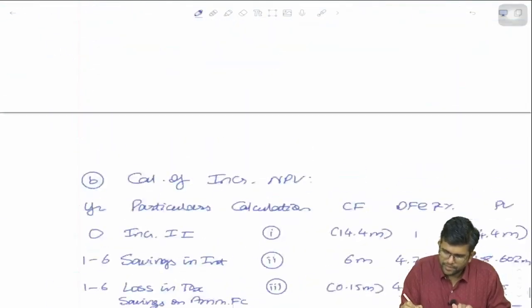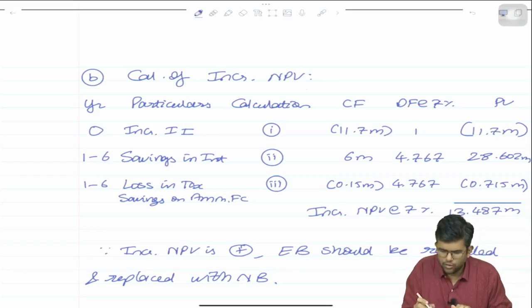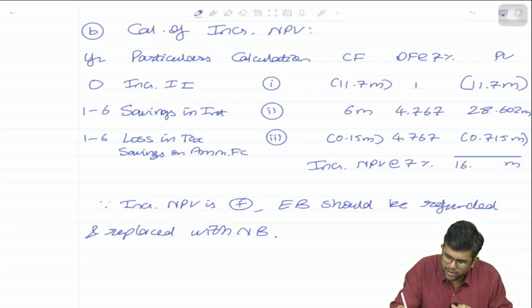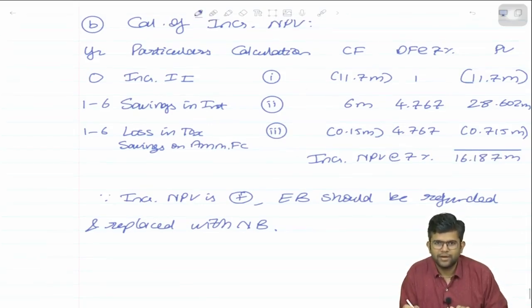So this becomes 11.7. My NPV will increase by 2.7, from 13.487 plus 2.7 to 16.187. All clear? 16.187.